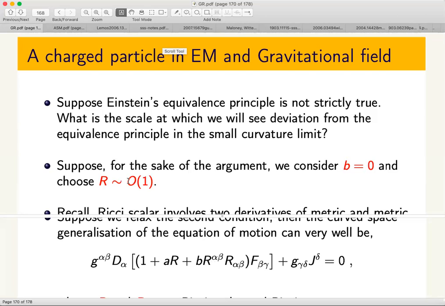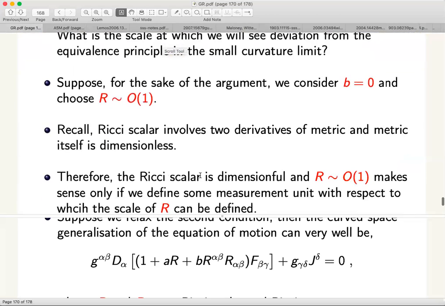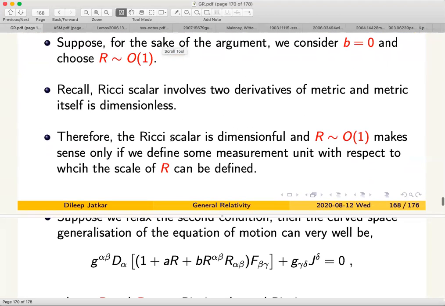What should the experimentalists do to see any deviation from the original equation that we had written down, namely a equal to 0 and b equal to 0? What is the scale of such corrections? Now, remember that the Ricci scalar, and of course the Ricci tensor, but since the Ricci tensor term is set to 0, the Ricci scalar involves two derivatives of the metric, and of course various other contractions with respect to the metric. But the metric itself is a dimensionless quantity, right?